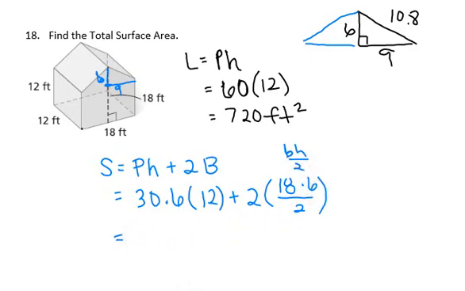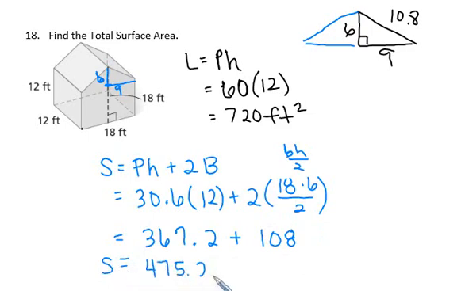So now let's go ahead and compute all of this. In this part I get 367.2. Over here we have 18 times 6, which gives us 108. So these 2's cancel out, so that's why we didn't mention them. So then our total surface area here is 475.2. Now that would be the surface area if we had the whole triangular prism, but we don't.